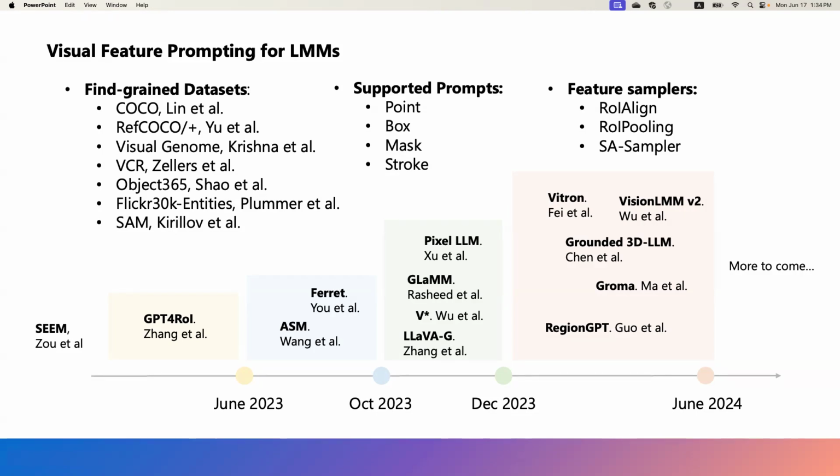In terms of the feature sampler, people can use RoIAlign, which has been developed for a long time, and people can even use a simpler one, ROI pooling. Of course, there are some other works that try to use special adaptive resamplers, like the one used in Ferret and several other works.